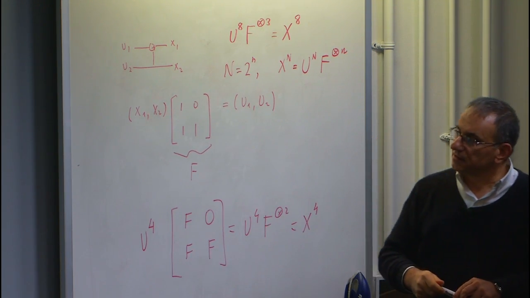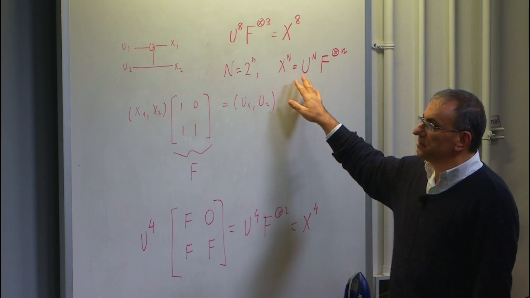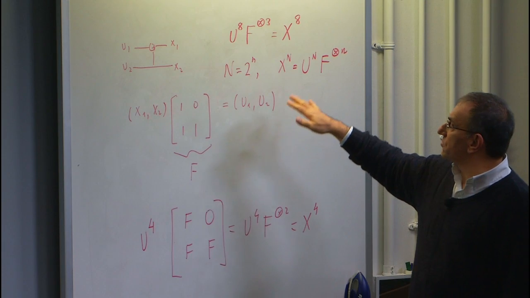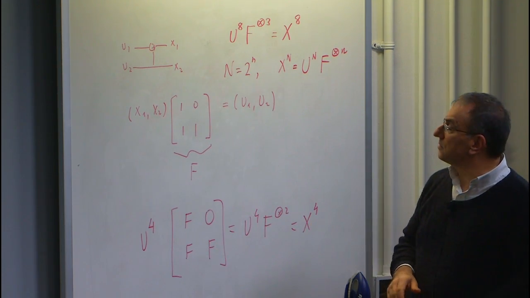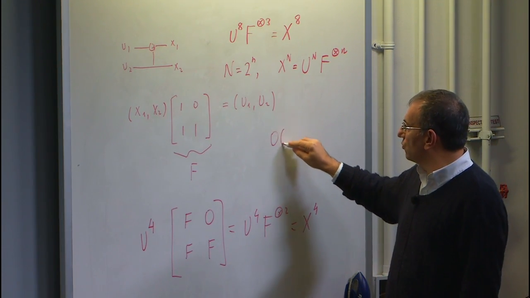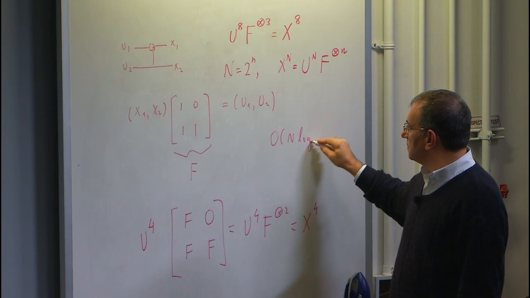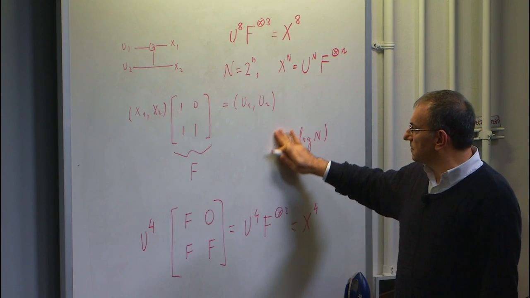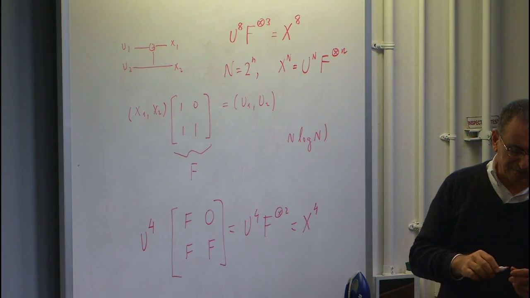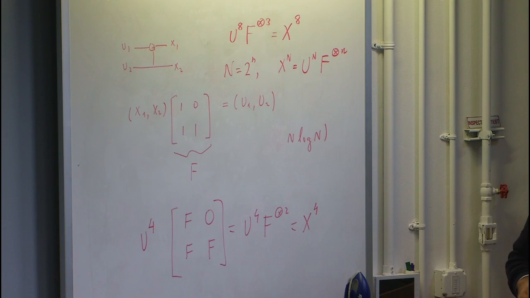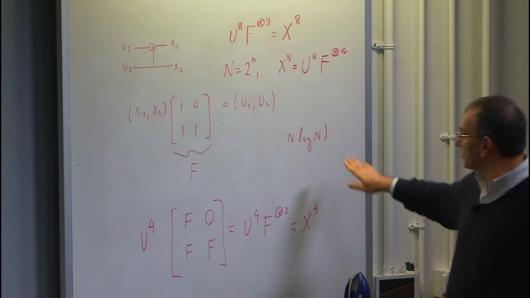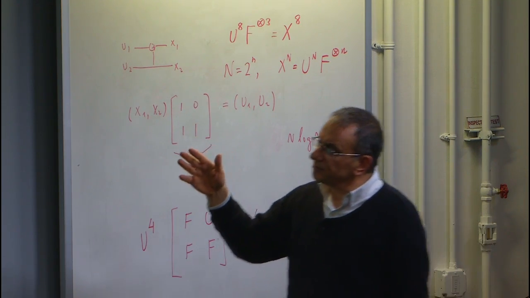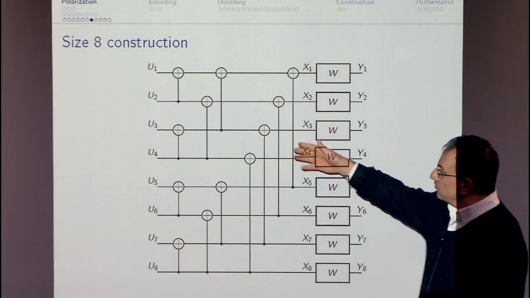A little later I will show by an example that this operation can be done in order n log n steps. There is no big factor here. In fact, you could just say n times log n arithmetic operations are needed in order to do the encoding. This is very similar to the FFT transform.